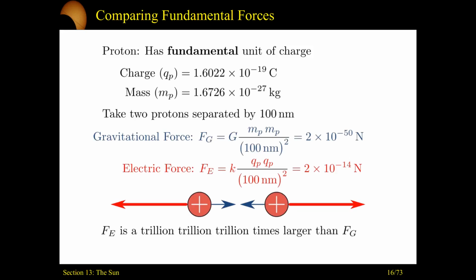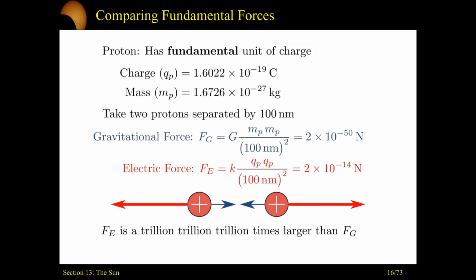All electrons will have negative 1.6022 times 10 to the minus 19th coulombs. I cannot stress this enough. So, with that stressing out of the way, now let's talk about the force comparison. Our gravitational force between these protons goes as 2 times 10 to the minus 50th newtons, while the electric force goes as 2 times 10 to the minus 14th newtons.